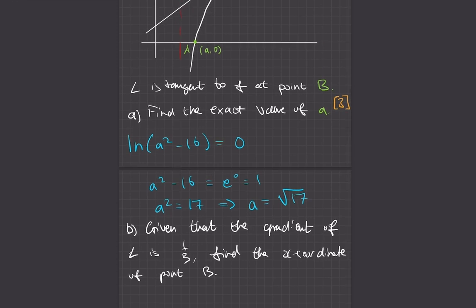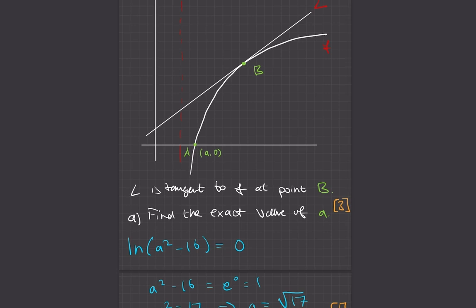The next part, I didn't write this in, the next part is 6 marks. So this is the juicy part. Given that the gradient of L is 1/3, find the coordinate of point B. So an important thing, I don't know if you guys saw, L is tangent to f at point B. You can see this, but they also tell us this. So that means the gradient at that point is equal to 1/3. So why don't we go ahead and find the gradient?